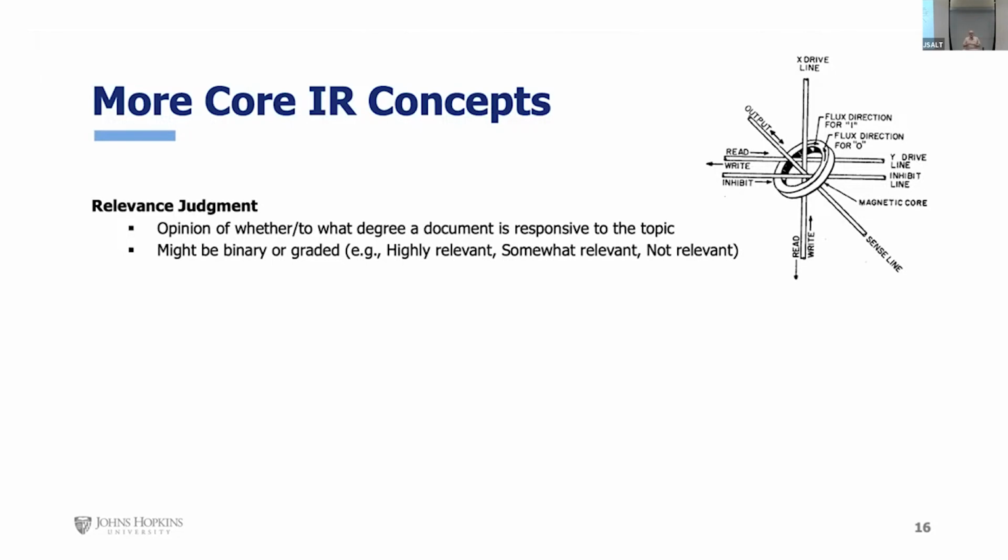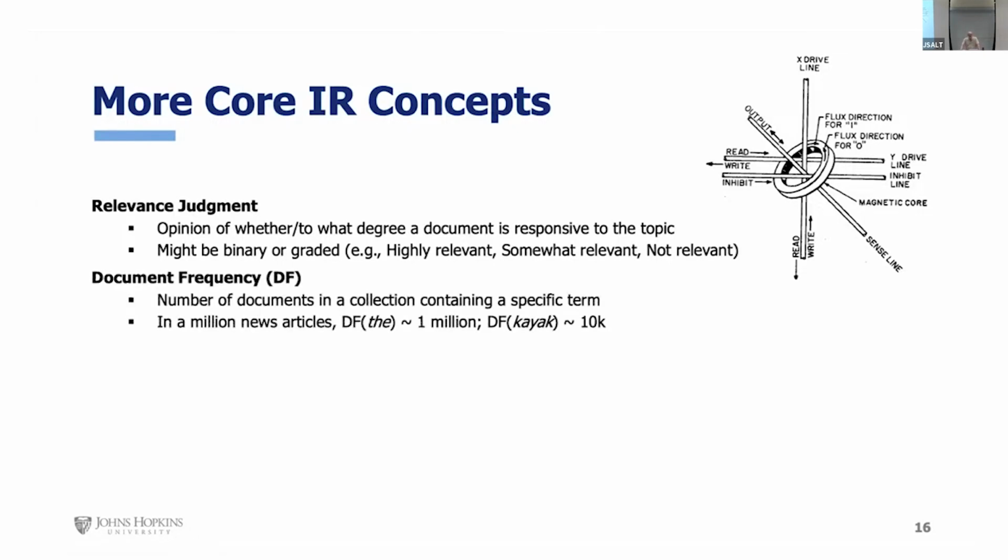Relevance judgments can either be binary: yes, this document is relevant, or no, it's not. A lot of the history of information retrieval has been done with binary judgments. But it can also be graded. For example, you might say this document is highly relevant, this one is somewhat relevant, this one is not relevant. We'll see a little more about that later on.